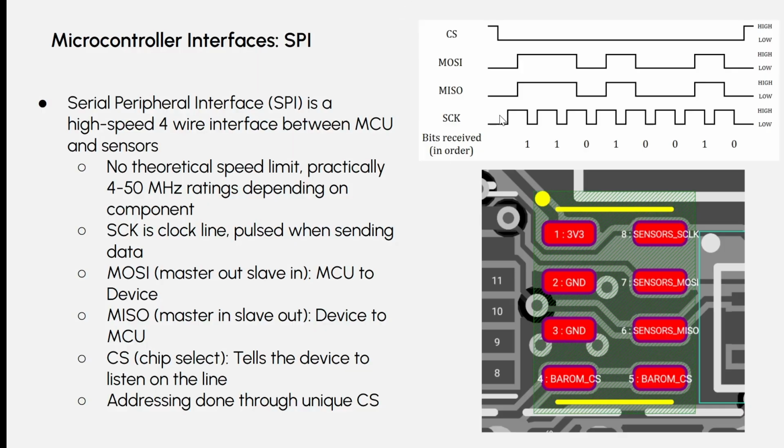And basically what you do is you have the clock line, you initiate a transaction, like sort of a data transmission, by pulling the chip select line low from the microcontroller. You just pulse the clock line, and as you pulse the clock line, you change the value on the MISO and MOSI lines, which is master in, slave out, and master out, slave in.